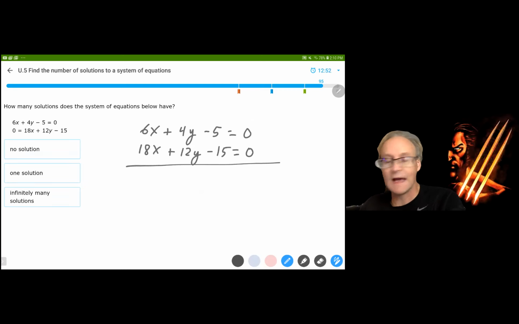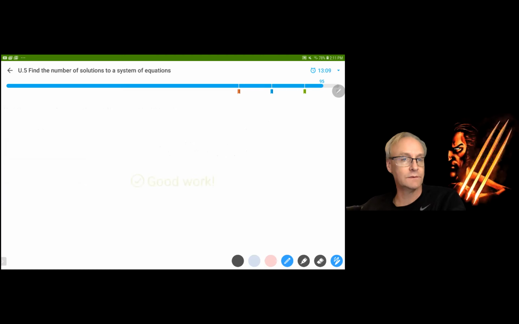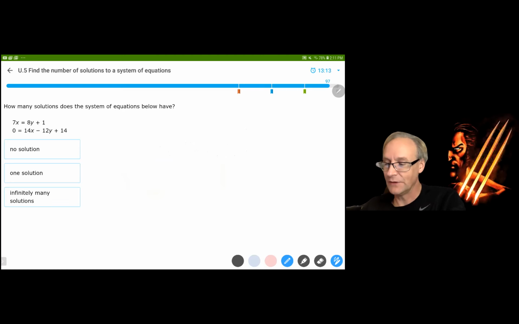And look at that. If we multiply all the terms by 3, they are the same equation, aren't they? Remember what happens. Don't worry, that really is 0. And remember what happens when you have the same equation, you have infinitely many solutions. And we're almost done. It wasn't too painful, hopefully.